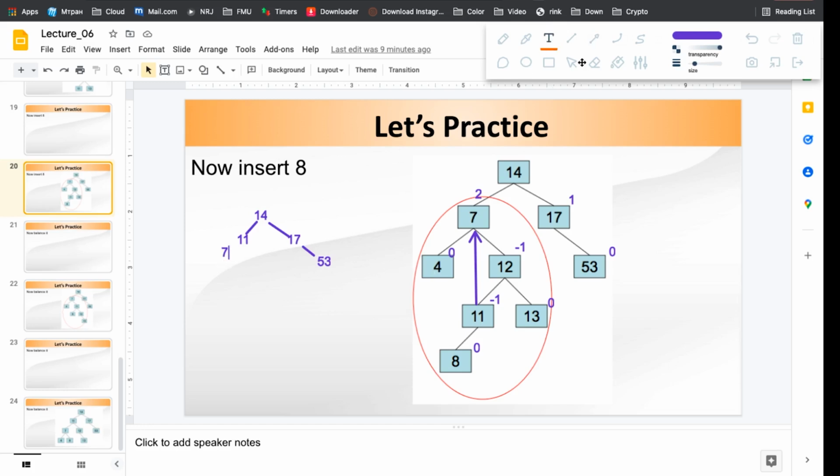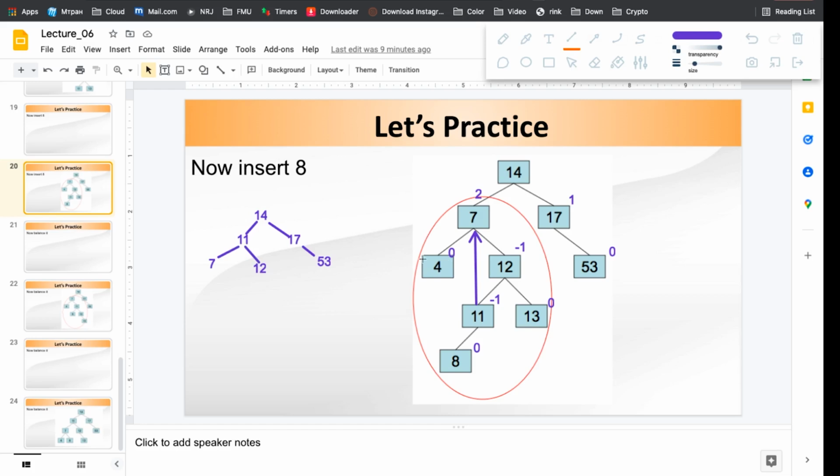Let me just make it aligned with 53. 7 will go over here. No, still not perfect. Like this. So I'm bringing 11 up. 7 will go to the left. 12 will stay here. Like this. And now we have 4, 8, and 13.